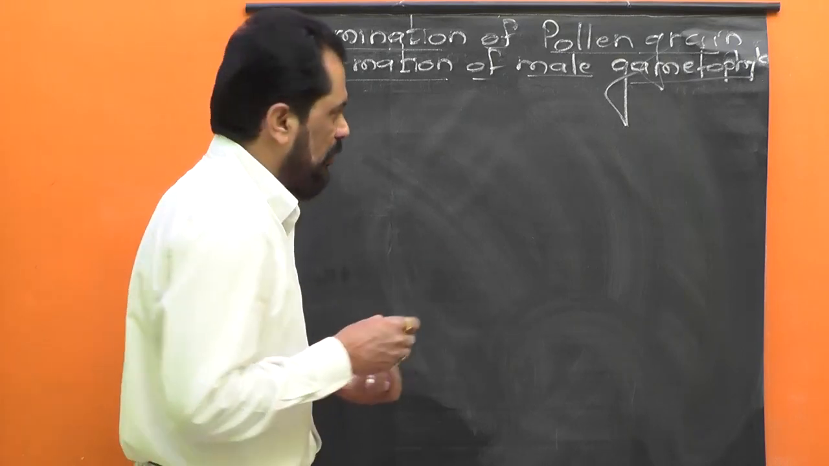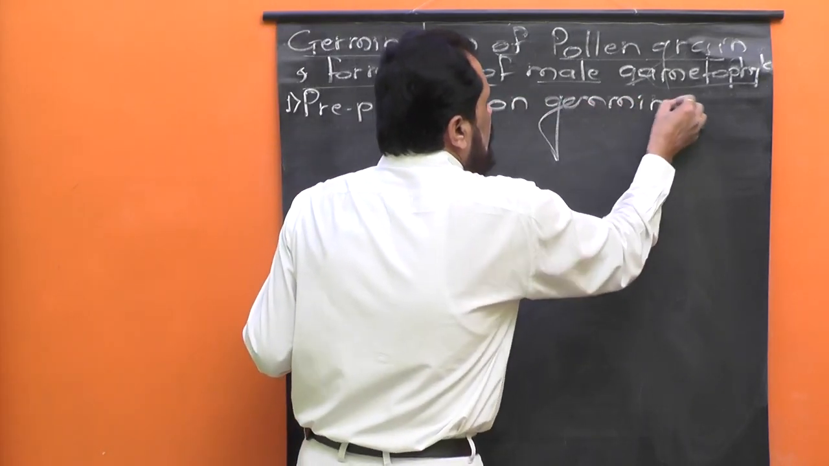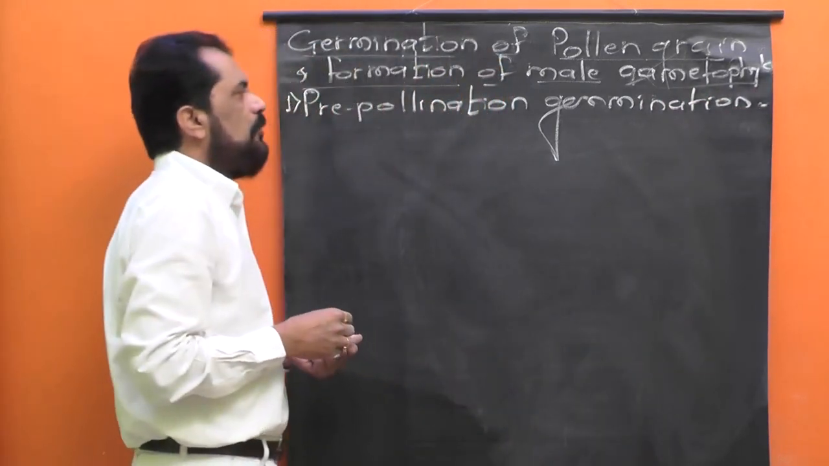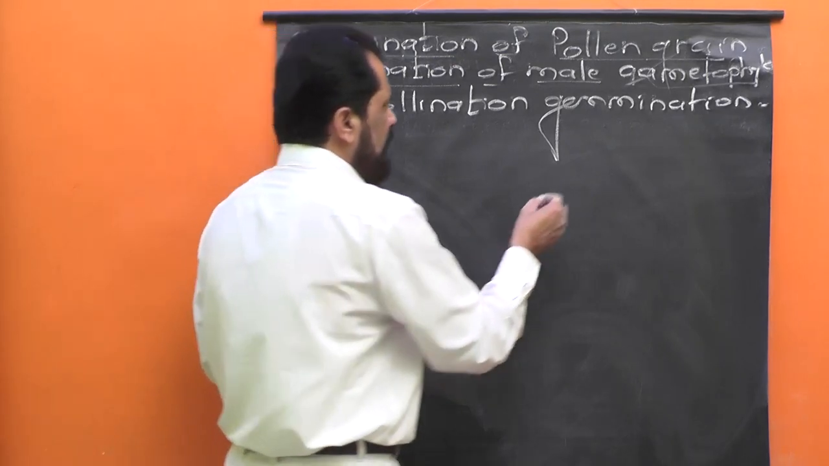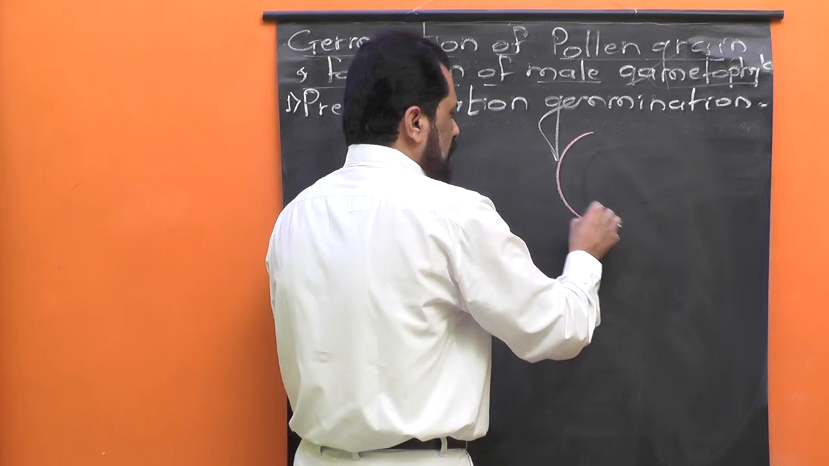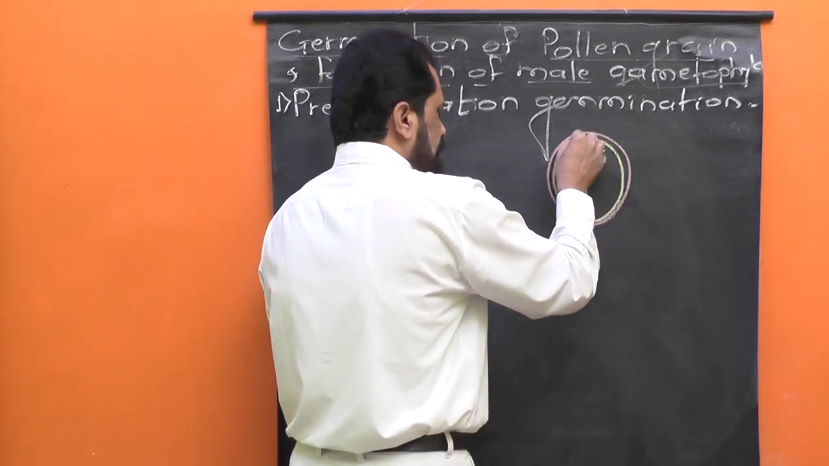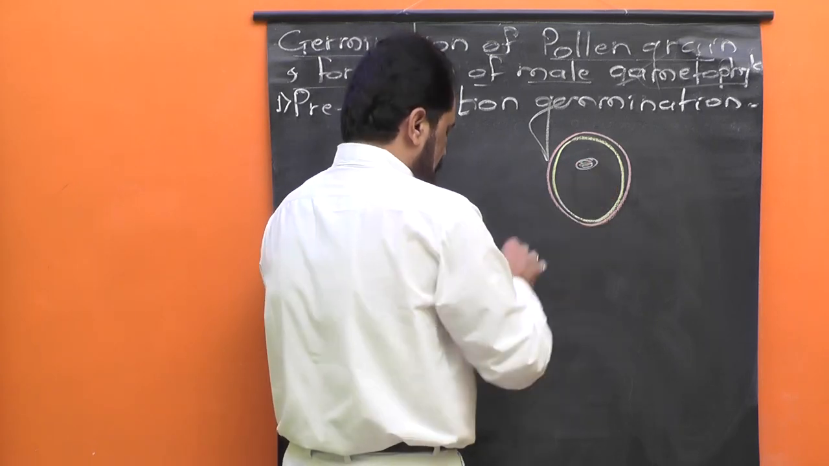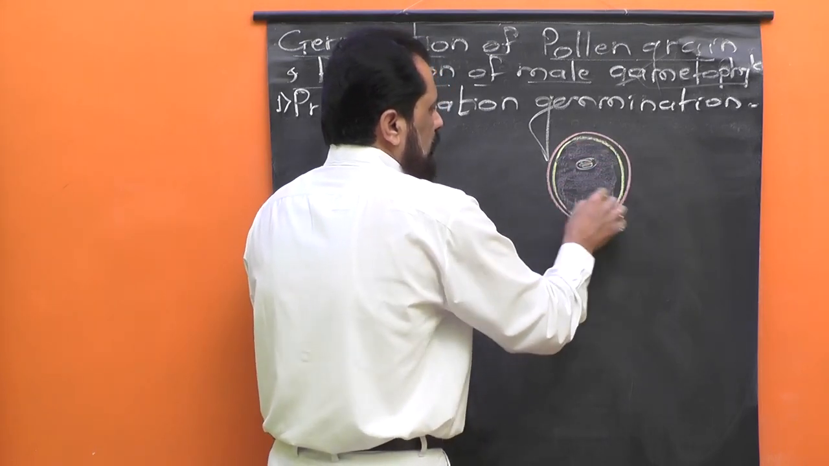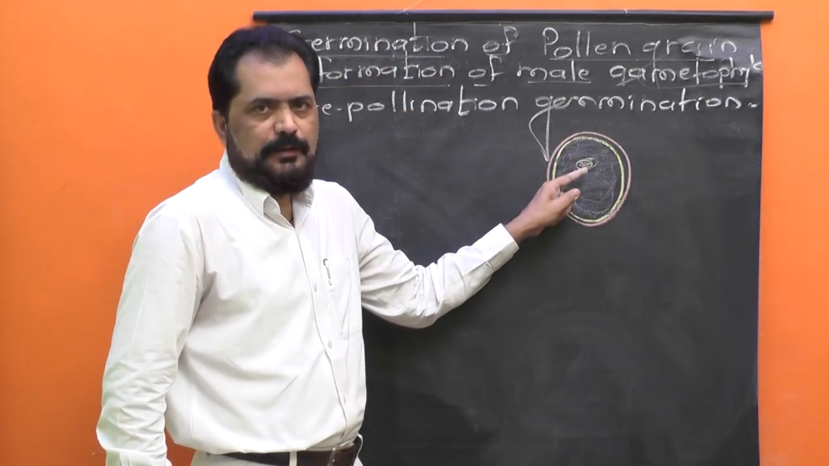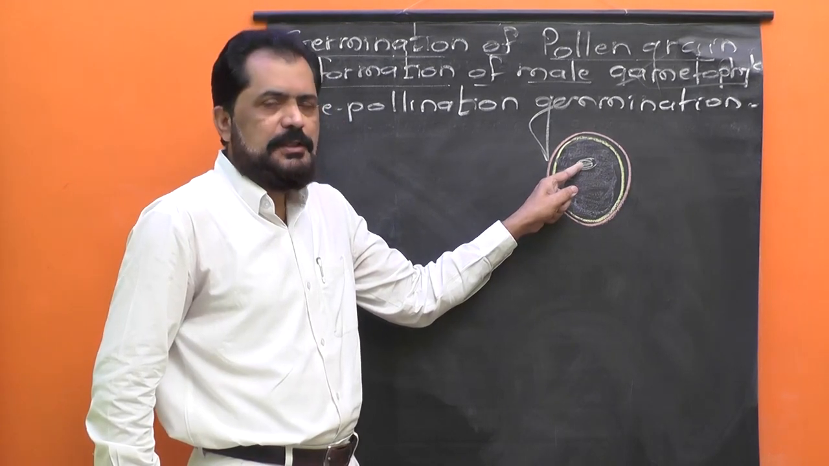Okay, so first of all let us talk about pre-pollination germination. It means the changes or development of pollen grain before pollination within the pollen sacs of anther. Just now we have studied that the pollen grains are double-walled structures. Here is supposed to be the exine. Here is intine, and haploid nucleus surrounded by cytoplasm. Initially, the haploid nucleus of pollen grain divides mitotically.